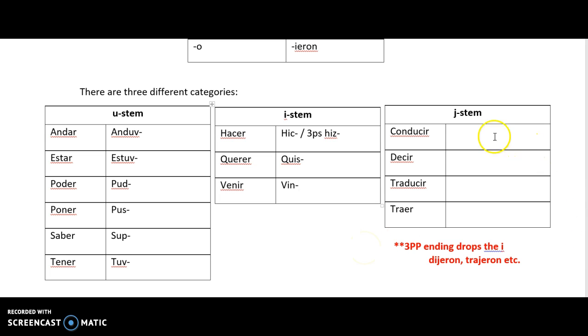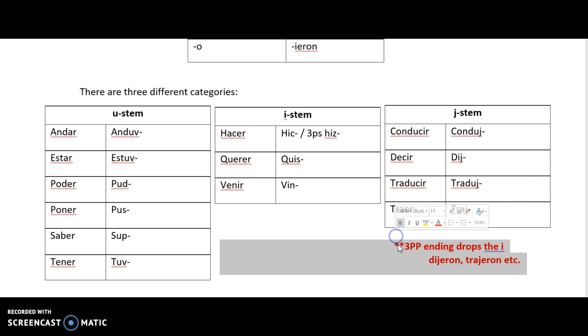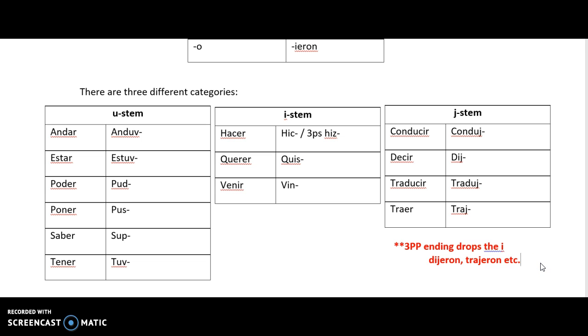Now, the J stems are going to be anything that ends in UCIR. So conducir is conduj. Decir, we have the D-I-J. Traducir is traduj. And then traer is traj. Now, something important to remember about the J stems is that third person plural, ellos, ellas, ustedes, instead of ieron being the ending, we're going to just have E-R-O-N. So, dijeron, they said, trajeron, they brought.